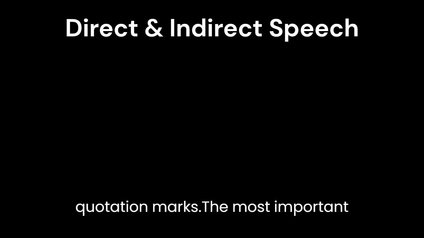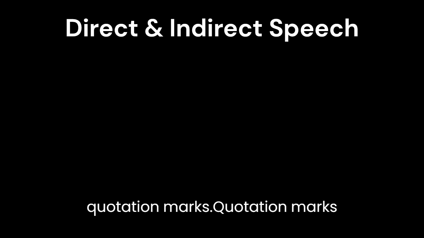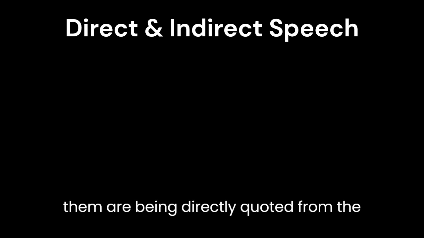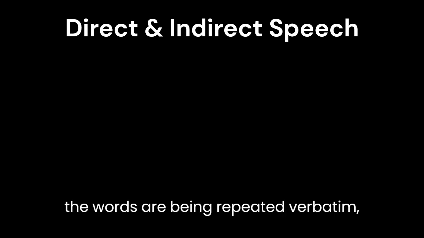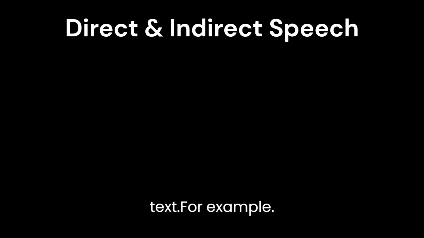Use of quotation marks. The most important rule of direct speech is the use of quotation marks. Quotation marks indicate that the words enclosed within them are being directly quoted from the speaker. In addition to indicating that the words are being repeated verbatim, quotation marks also help to separate the speaker's words from the rest of the text.